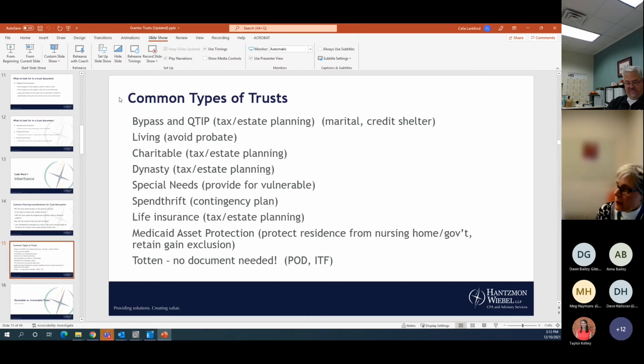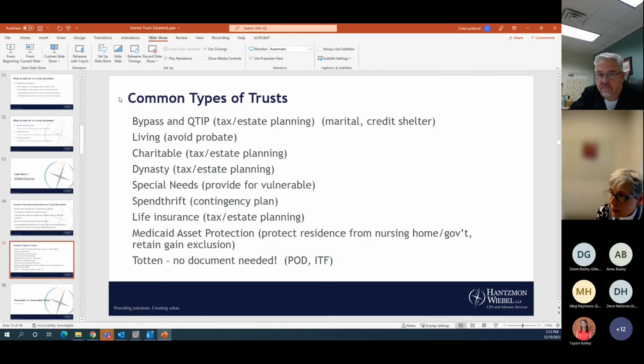All right, so bypass and Q-tip trusts. Usually you're going to see those types of trust as part of an estate or as part of a will. A lot of those types of trusts are actually created as testamentary trusts, and that just means that it's part of the will. Living trusts are very common. We see a lot of them. We're going to spend a lot more time talking about them in a few minutes.